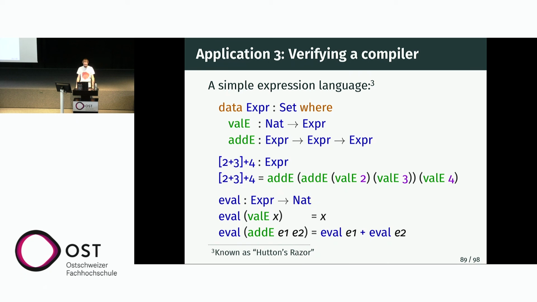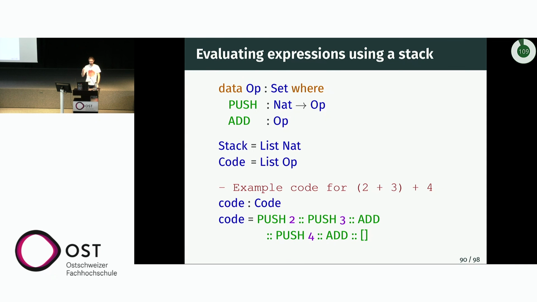And so now we want to implement a compiler for this language. We want to compile it to a stack machine. This stack machine has 2 operations. Either it can push an argument to the stack, or it can do an addition operation on the 2 top elements of the stack. And so we have these 2 operations here. And then we have a stack, which is a list of natural numbers, where the head is the topmost element. And then the compiled code will be a list of operations.